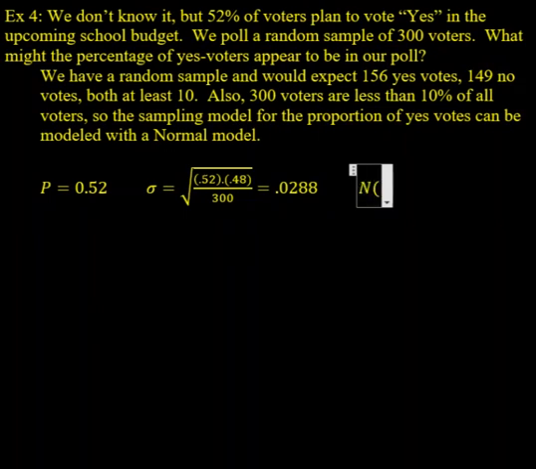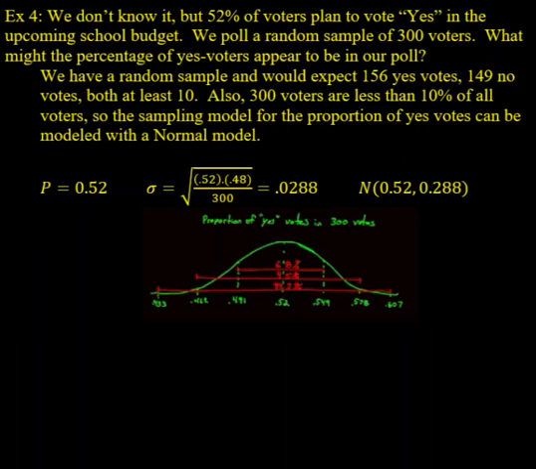We have a normal model, N(0.52, 0.0288). So now let's look at our curve real quick. Proportion of yes votes in 300 votes. We set up our empirical rule, 68, 95, 99.7, putting our standard deviation and our mean in there. Always sketch the curve.